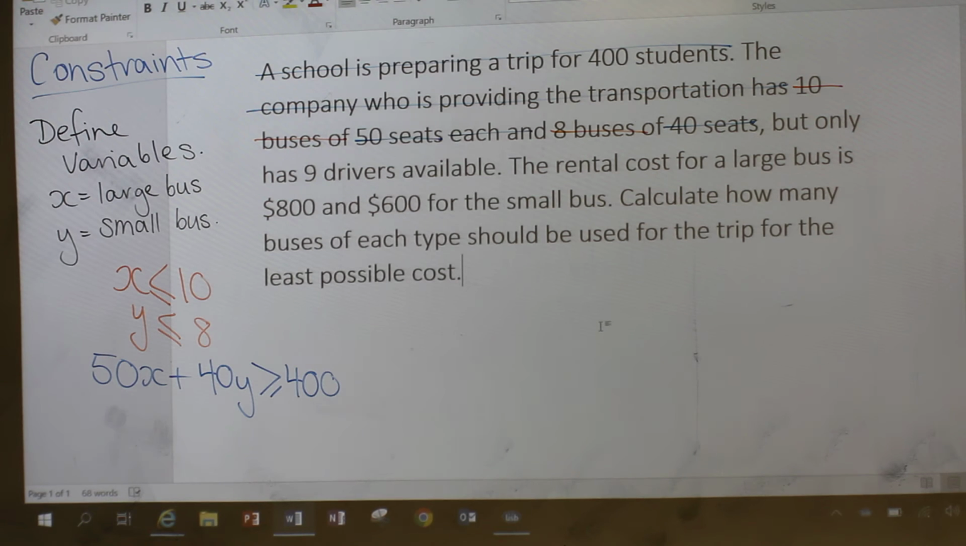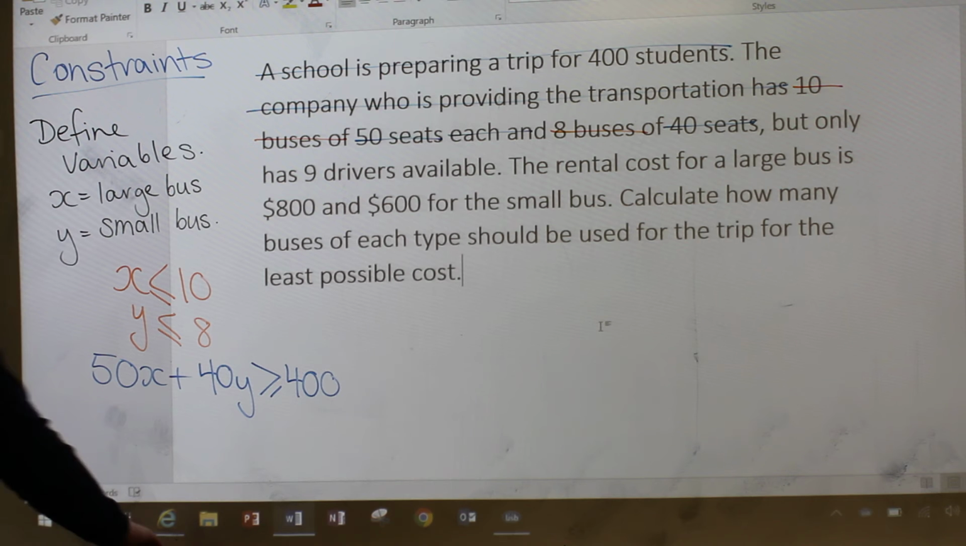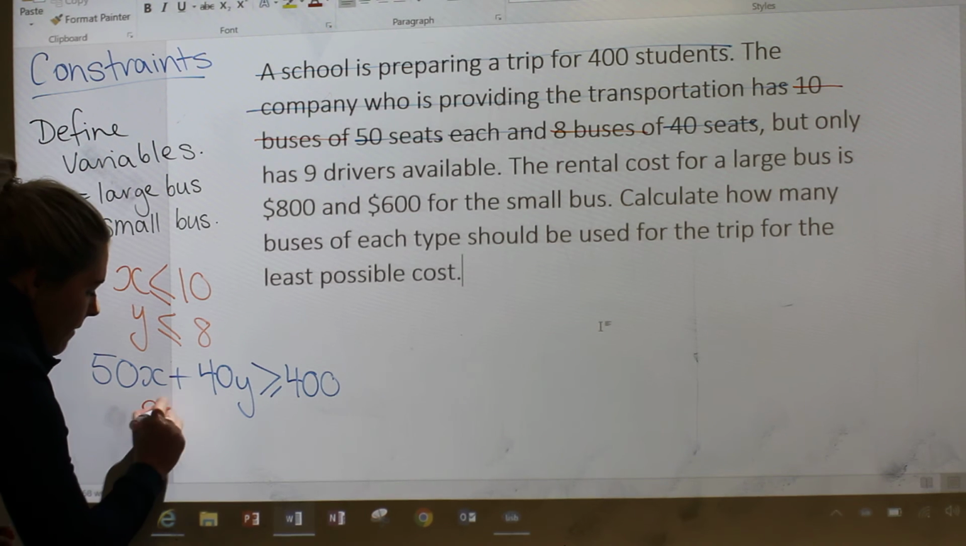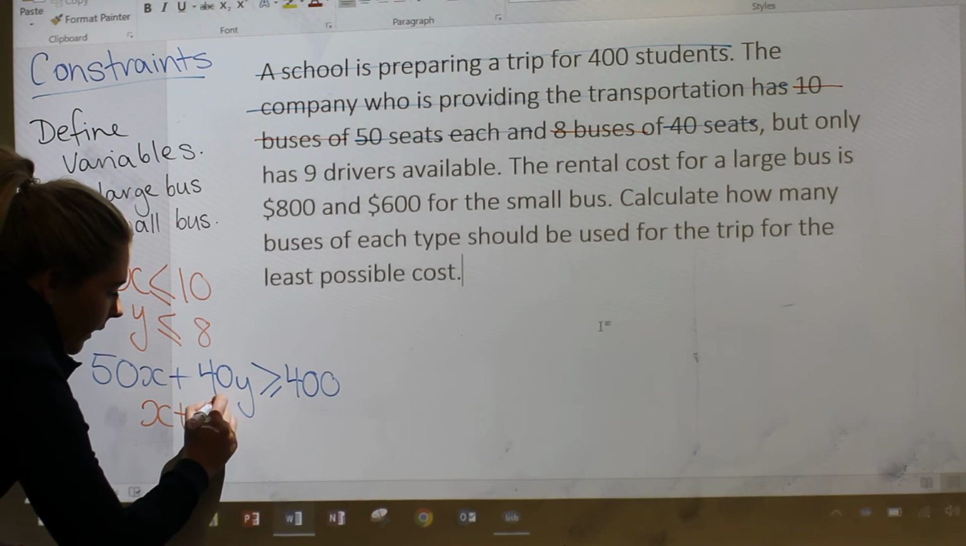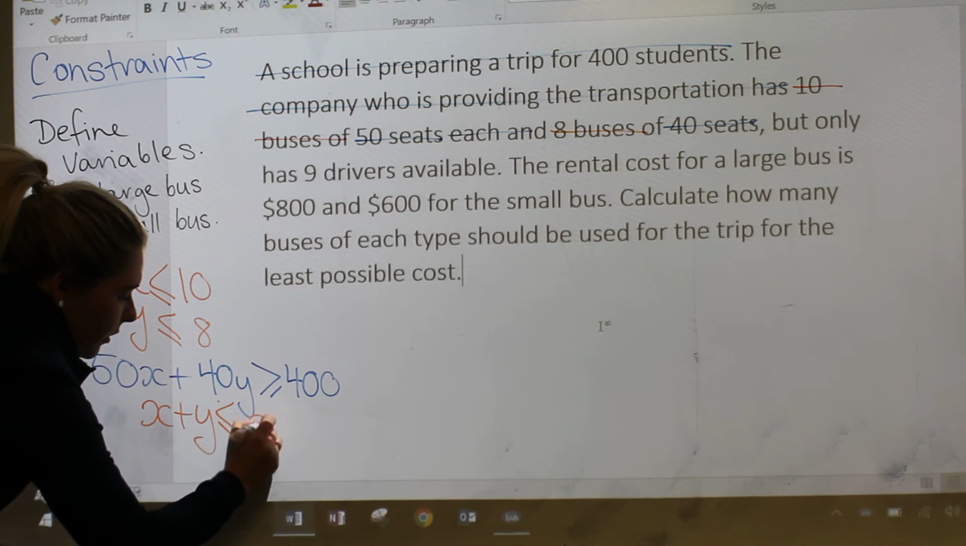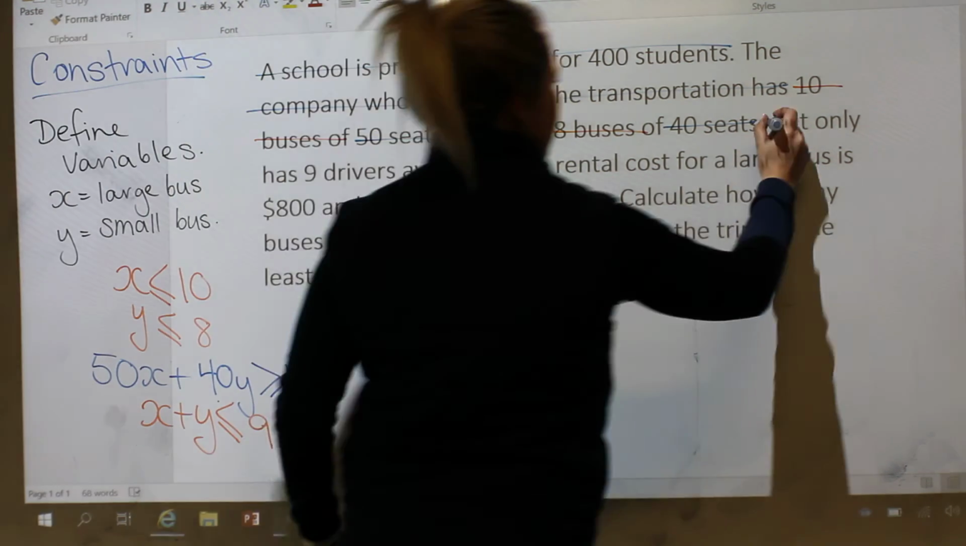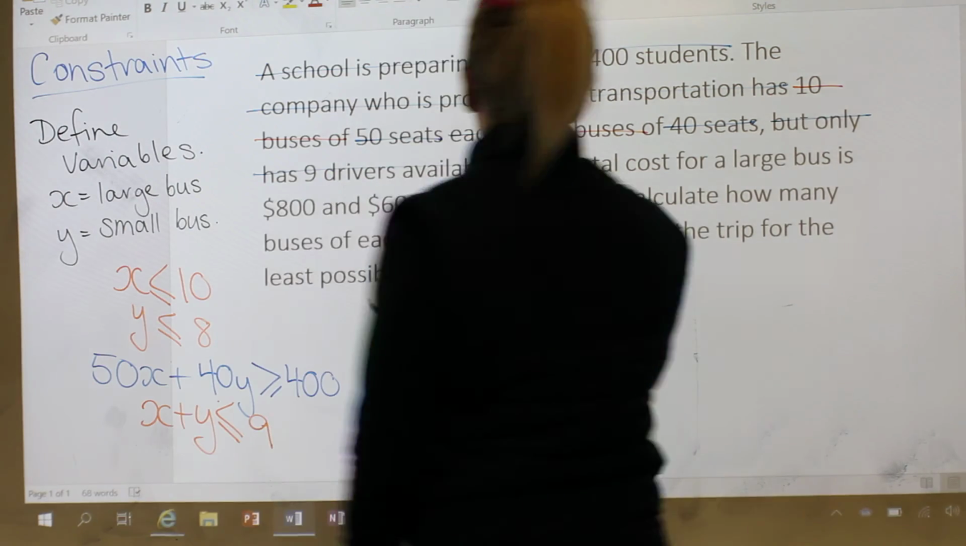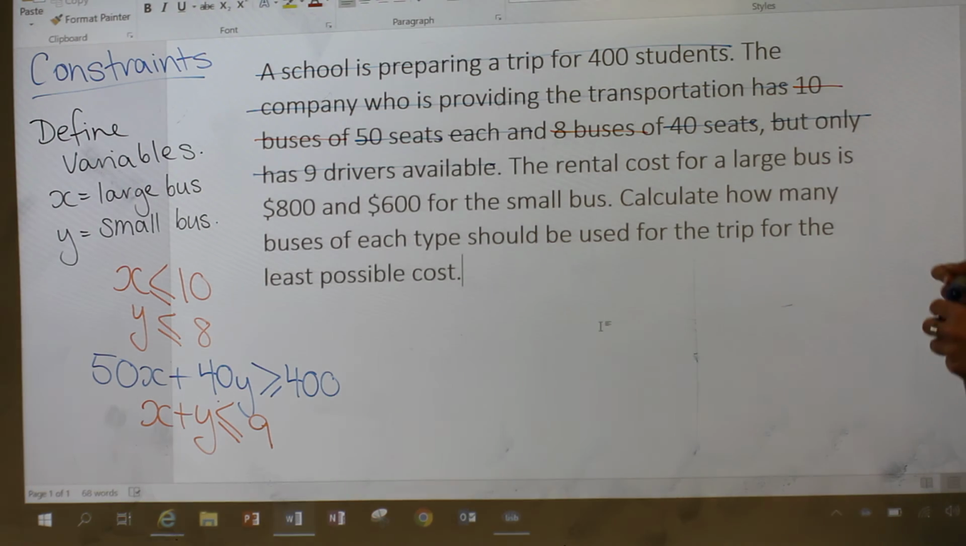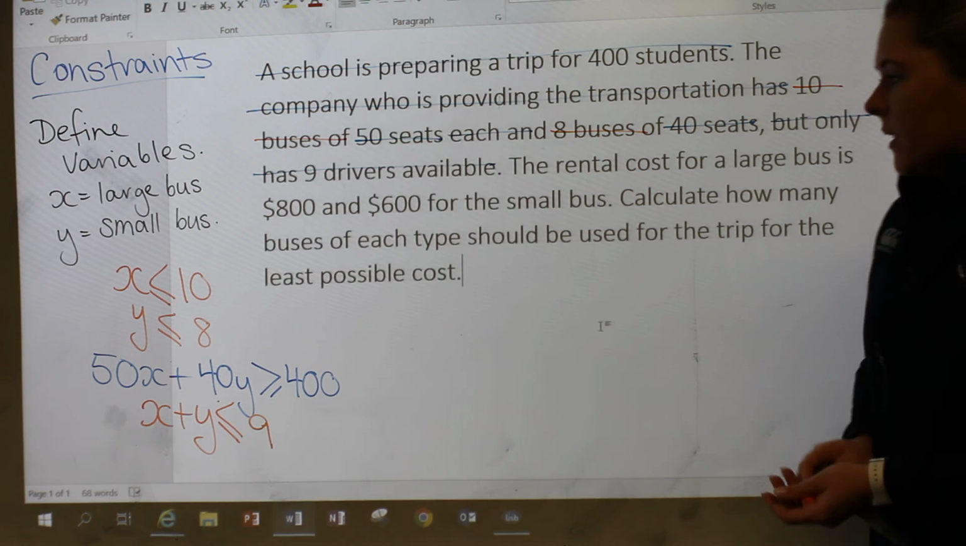Has 9 drivers available, okay? We now know, okay, the number of large buses plus the number of small buses can only equal under 9 because we only have 9 drivers. So X plus Y has to be less than or equal to 9 because there's only 9 drivers in total. Okay, that's gone. The rental cost for a large bus is $800 and $600 for the small bus.